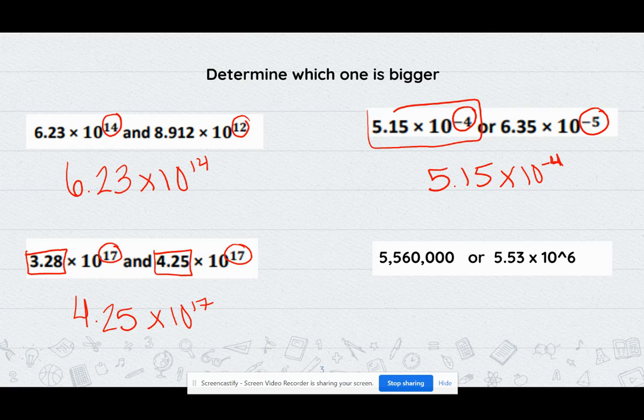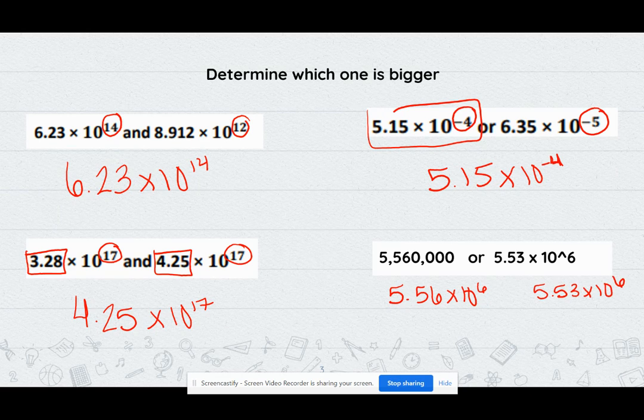Last up, we have 5,560,000, or 5.53 times 10 to the 6th power. This one on the left-hand side is not in scientific notation. So all I am going to do is, in my calculator, make sure I'm in sci mode and type in 5560 and 3 zeros, and it's going to change it for me. 5.56 times 10 to the 6th. And I'm going to compare it to 5.53 times 10 to the 6th.